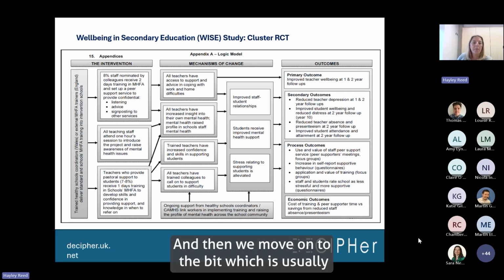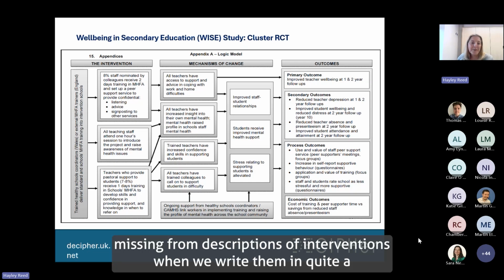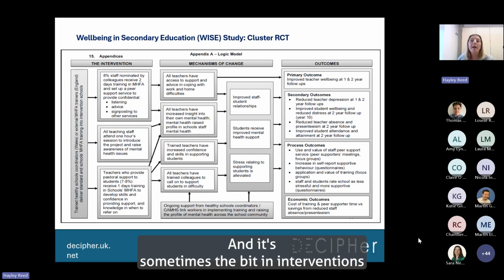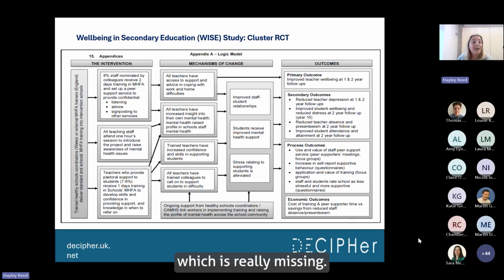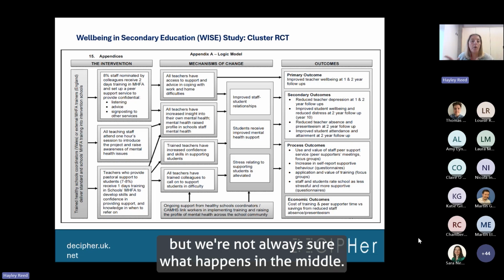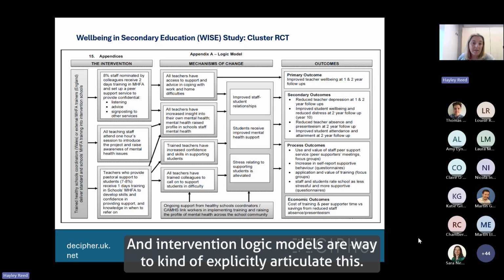And then we move on to the mechanisms, which is the bit which is usually missing from descriptions of interventions when we write them in a narrative way. Sometimes it's the bit in interventions which is really missing. So we know what we're putting in and we know what we want to get out, but we're not always sure what happens in the middle. And intervention logic models are a way to explicitly articulate this.